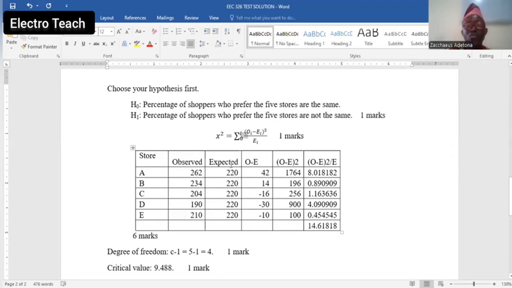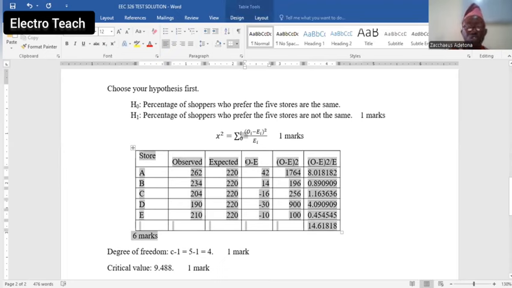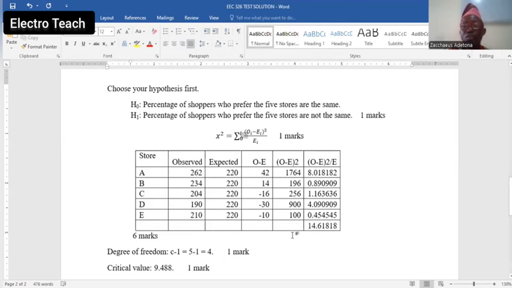Then we are to determine expected based on their number. What is expected is that we divide the total number by 5. We have 1,100 divided by 5. So it gives 220 for each. Then we now go ahead and do the calculation of observed minus expected in the very next column, that is column number 4.